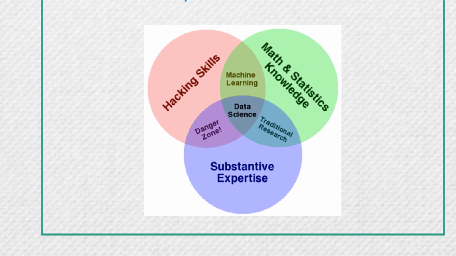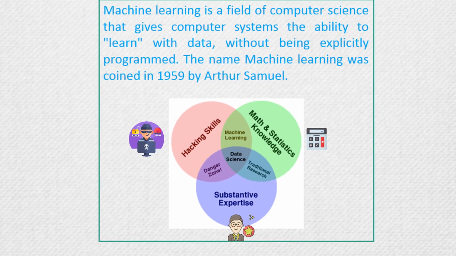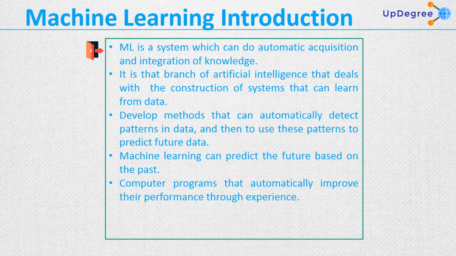From this given figure, you can easily find that data science is actually the intersection of substantive expertise, math and statistics based knowledge, and hacking skills. This data science has the intersection of these three different skill sets. Machine learning is a system which can do automatic acquisition and integration of knowledge.